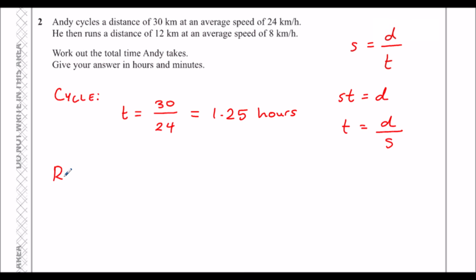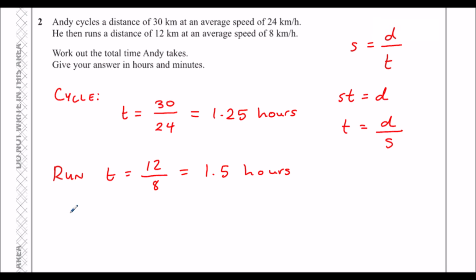And then for the run, the time is distance, which is 12, divided by speed, which is 8. 12 over 8 is 1.5. So you can do it in the calculator, but I know the answer is 1.5. Again, 1.5 hours.